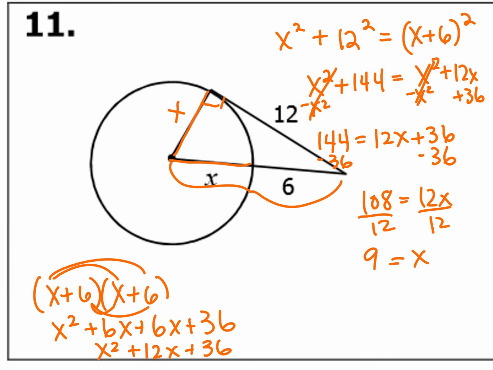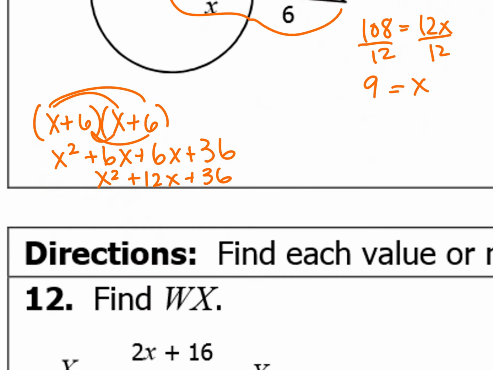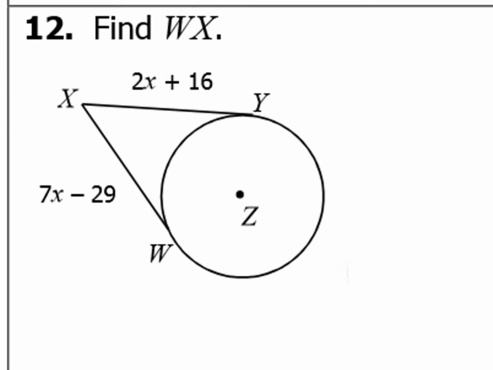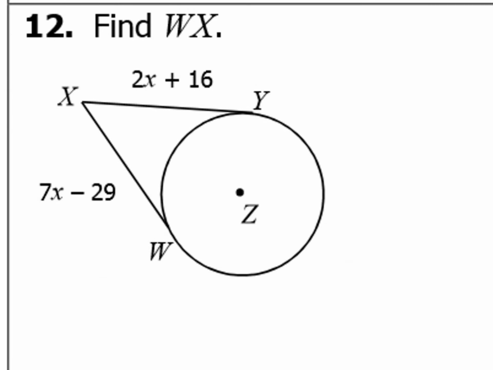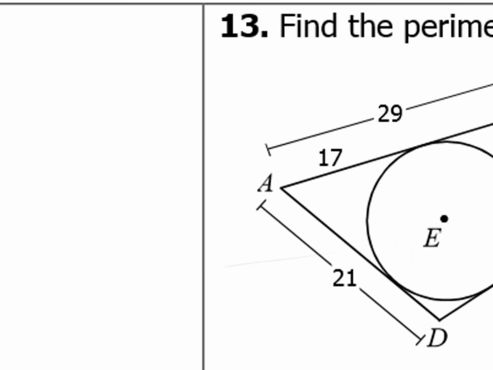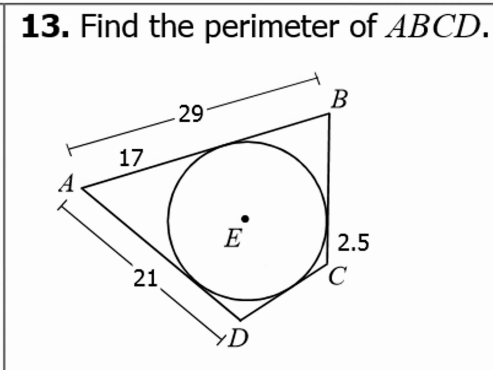Alrighty. Now another thing we learned with tangent lines is that when you have two tangent lines coming from the same point, they are going to be equal. So we're not doing that problem, but if we did, we would just set these two equal to each other and solve for x. But we're doing the odds, so let's come over here to 13.